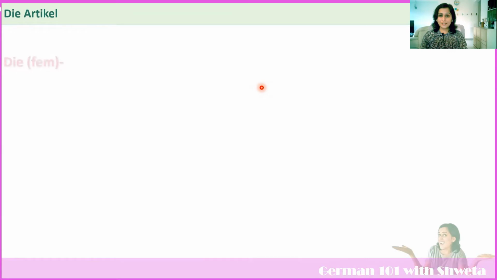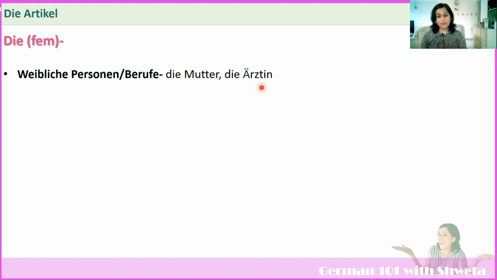Moving on to the next article, die. Die is feminine article. Weibliche Personen und Berufe means feminine persons and professions. Zum Beispiel die Mutter, mother. Die Ärztin, Ärztin is doctor but a female doctor. In masculine category, we learned der Vater, father, der Arzt, a male doctor. Professions in German language are split into masculine and feminine category. And for feminine profession, you will have this extra in in the end.